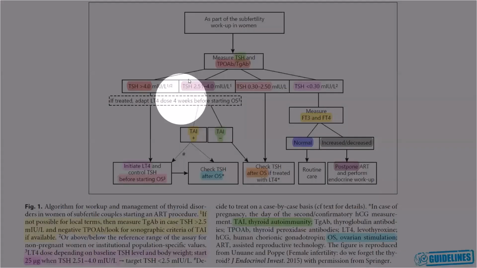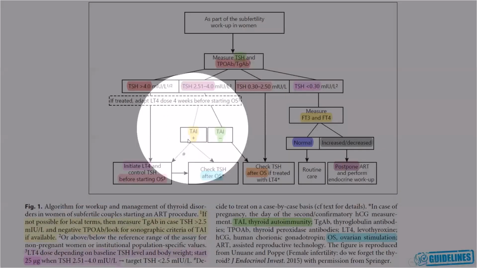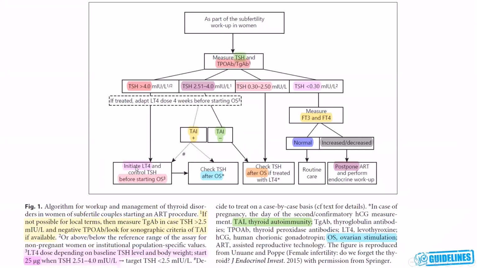What about if TSH is between 2.5 and 4? In this situation, if the patient has thyroid autoimmunity, I will treat by levothyroxine. If thyroid autoimmunity is positive, I will initiate levothyroxine and control TSH to be less than 2.5 before starting ovarian stimulation. If thyroid autoimmunity is negative and ovarian stimulation is indicated, in this situation, I will check TSH after ovarian stimulation. If TSH is more than 4, in this situation, I will treat by levothyroxine and assess TSH before starting ovarian stimulation.